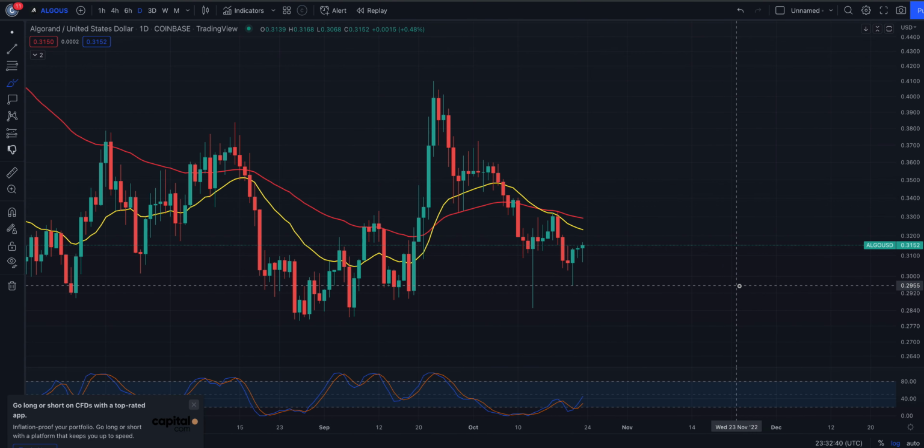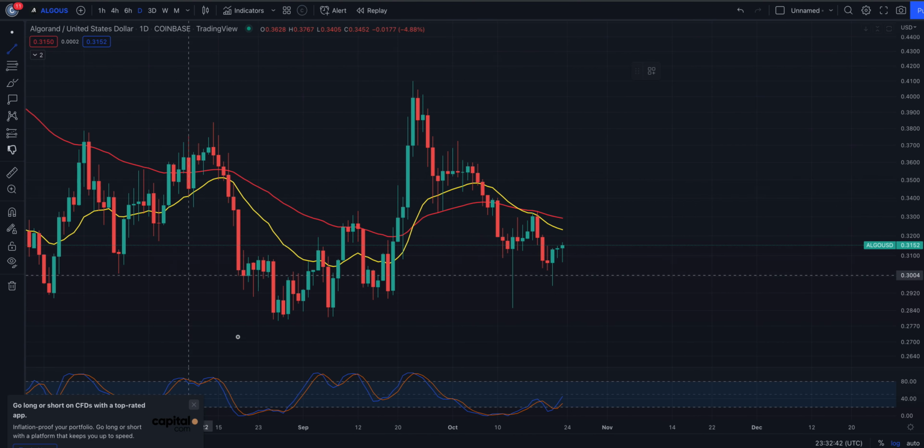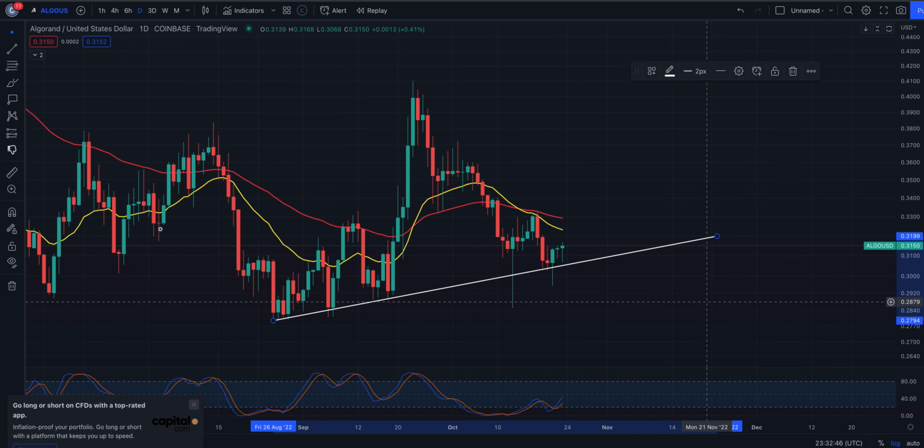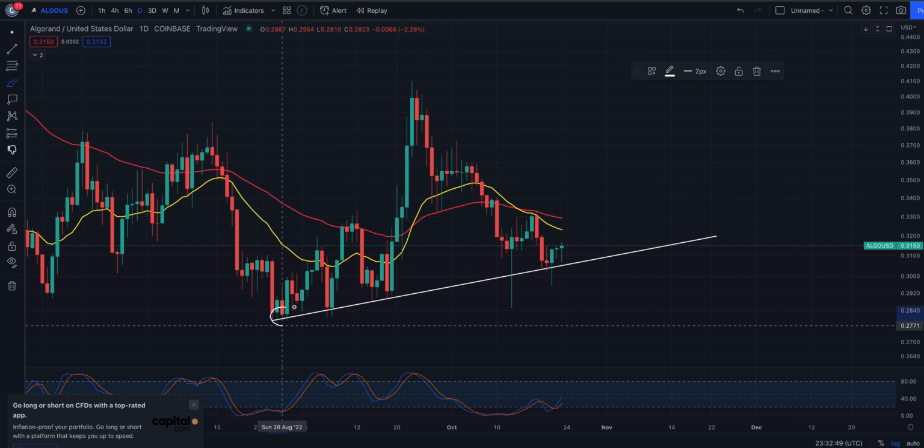Right now, we are seeing the bounce off of these lows, and you've got this sort of trend line of support right here. If you're looking at the closes, I like to look at the trend lines on the closes as well.